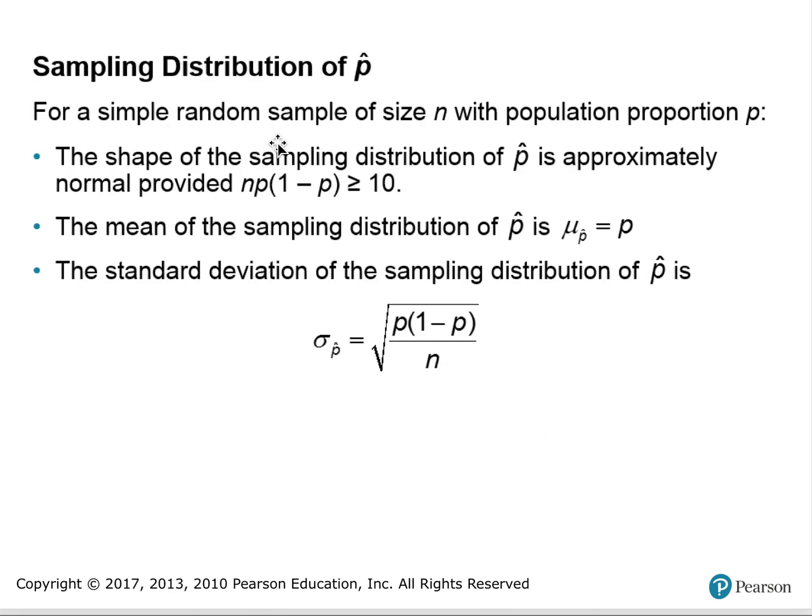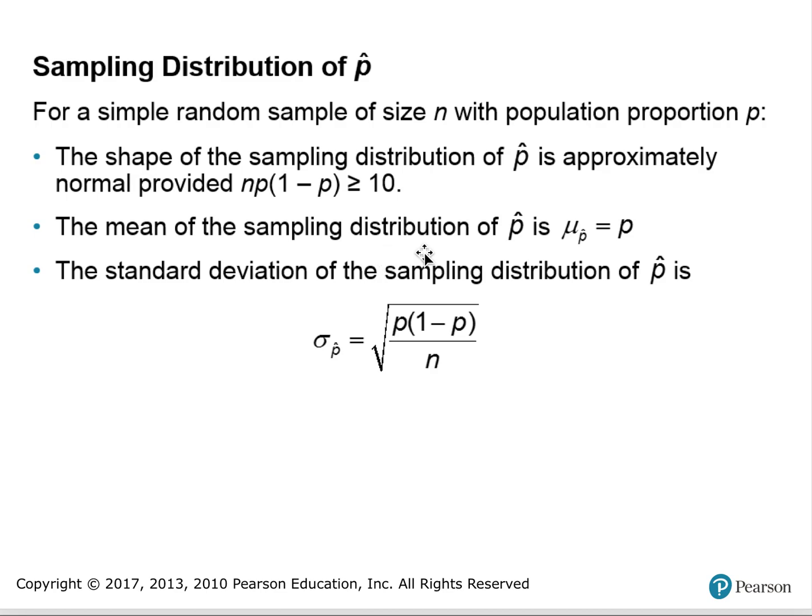Okay, for a simple random sample of size n with a population proportion p, the shape of the sampling distribution of p hat is approximately normal under these conditions. Remember we had a condition last time for it to be approximately normal. That was for n to be greater than 30. Now we've got this condition for our population proportion.